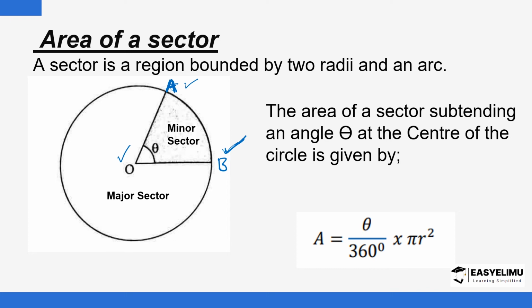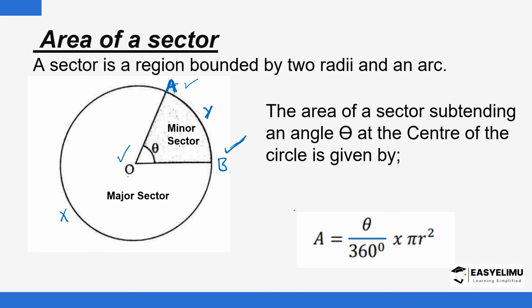And then we also have, maybe I can call this one X, and the other one Y. So we have OAYB as minor, this one here, because it's less than half, so we call it the minor sector. And then we have OAXB. This one is more than half of the circle. So we call it major. So we have two of them, minor sector and major sector.